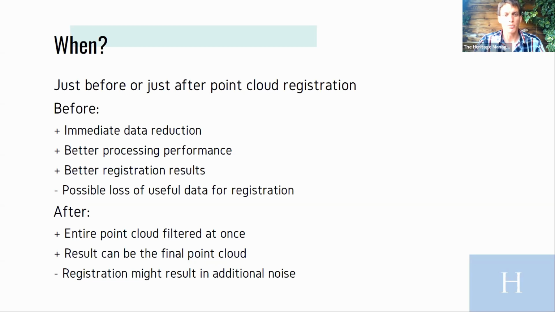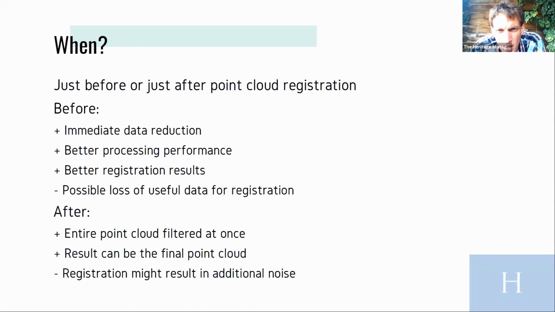In that case, it's actually possible to do it before the registration, which has some significant advantages. The first is that we will have immediate data reduction. From the start of our data processing, from the start of our registration and all the steps that come afterwards, we can already work with a reduced point cloud, meaning that we can focus only on our study area or only on the objects that are definitely not erroneous or part of the noise, which will obviously involve better performance, accuracy, and in some cases also better registration results.